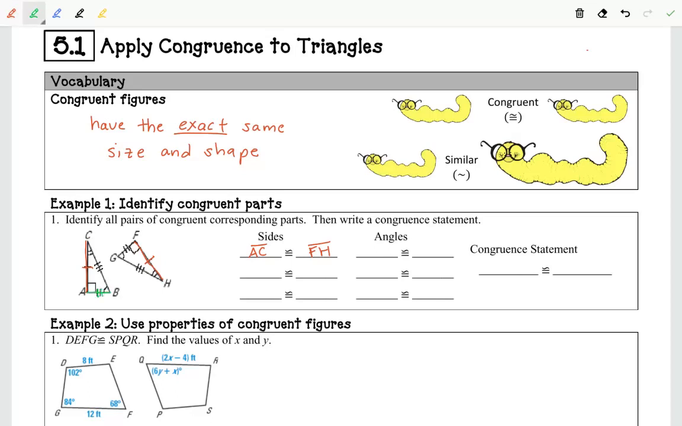Side AB has two tick marks. Side FG has two tick marks. So side AB is congruent to side FG. And again, we started at A, which is at the right angle. So we started at F, which is at the right angle.